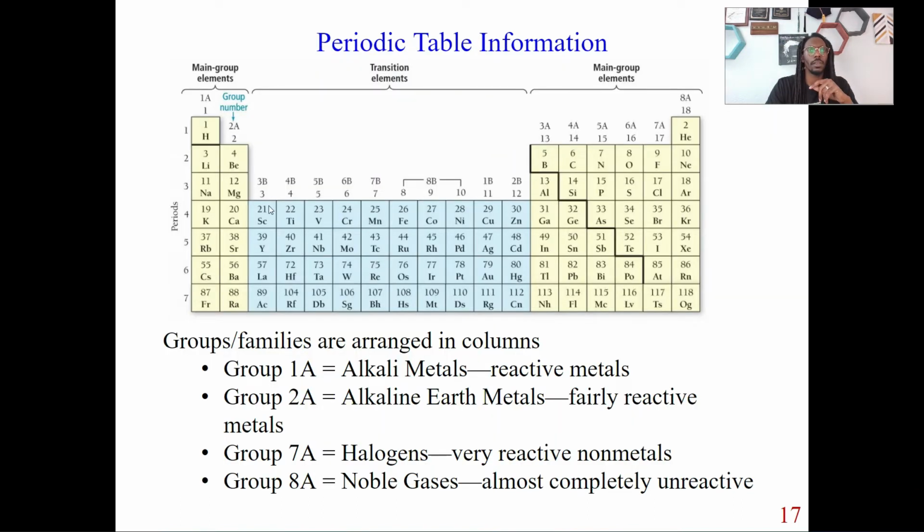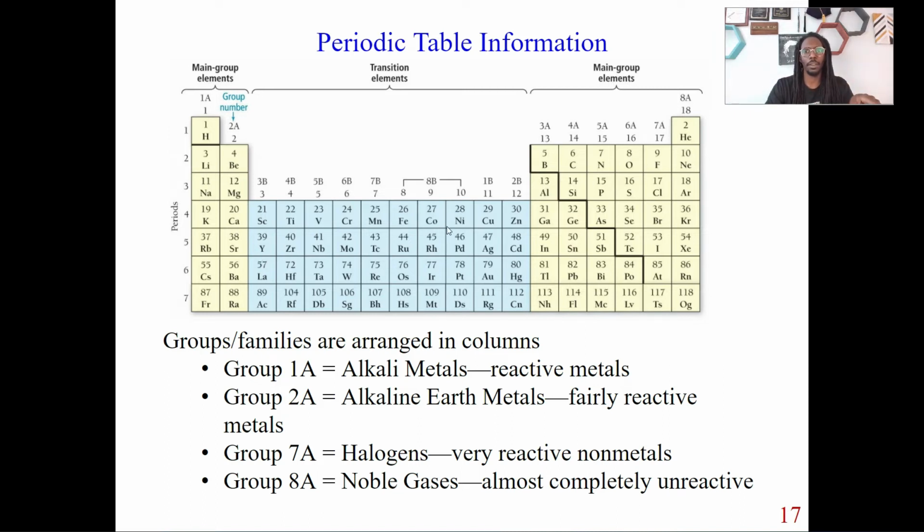Okay. Group 2A. So this is the second column here. Group 2A is alkaline earth metals. Okay, so these are fairly reactive metals. They're not as reactive as group 1A, but they are still reactive metals. So we're usually going to see this with magnesium, calcium, those type of metals, having those similar properties of being fairly reactive metals.